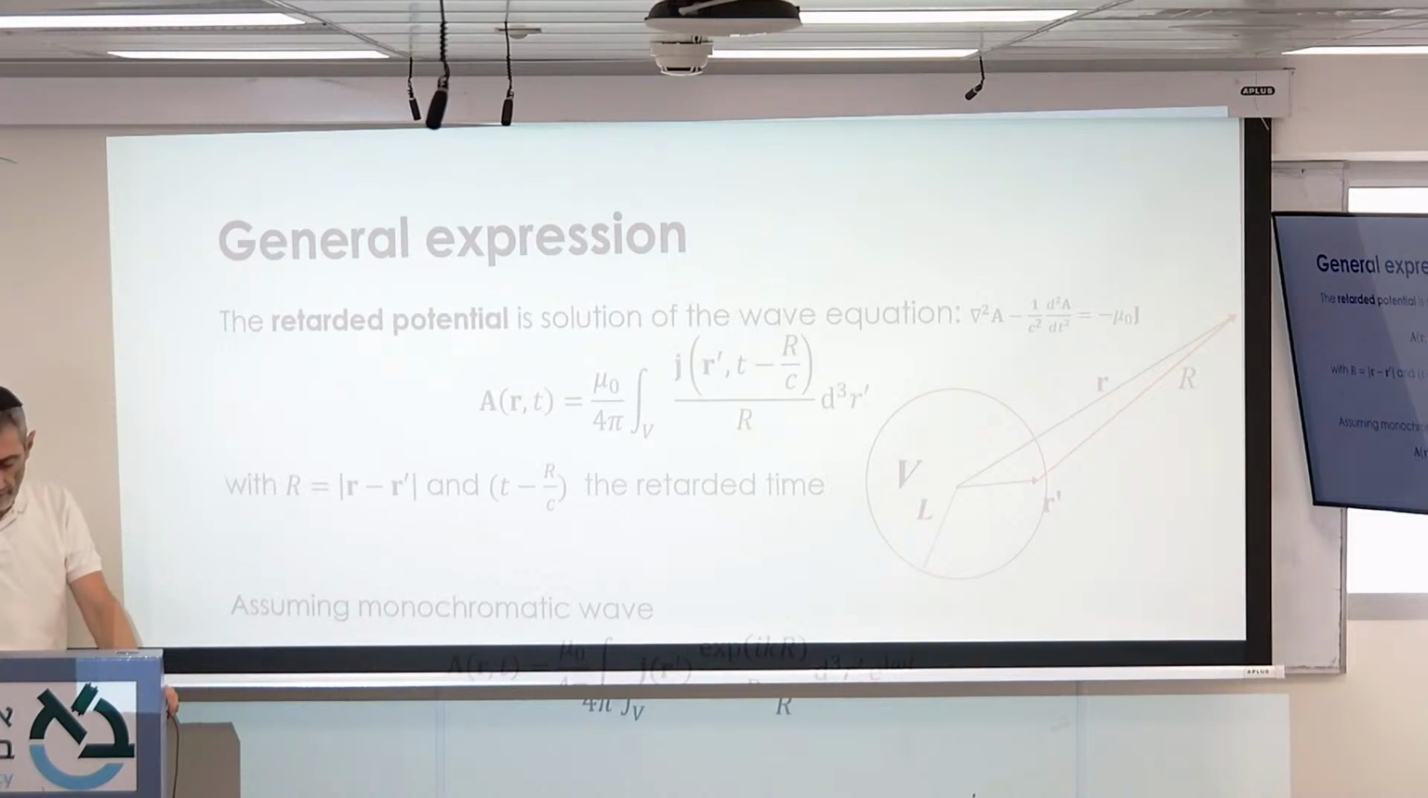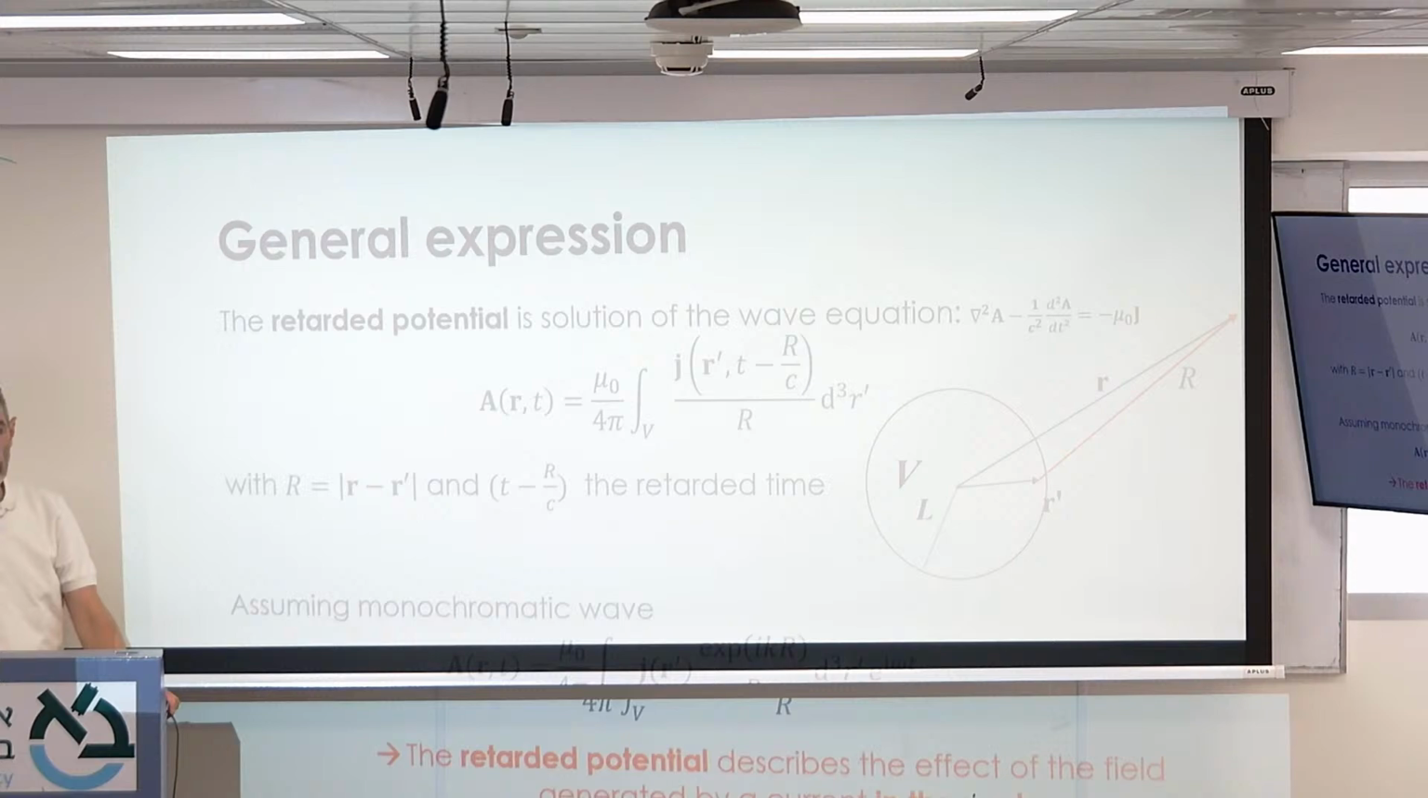So the retarded potential describes the effect of the field generated by a current in the past. It's the same idea as when you look at a star in the sky: what you see is the star after maybe millions of years of its initial emission. So the emission that you see is actually in the past. You are looking in the past. Same idea here.